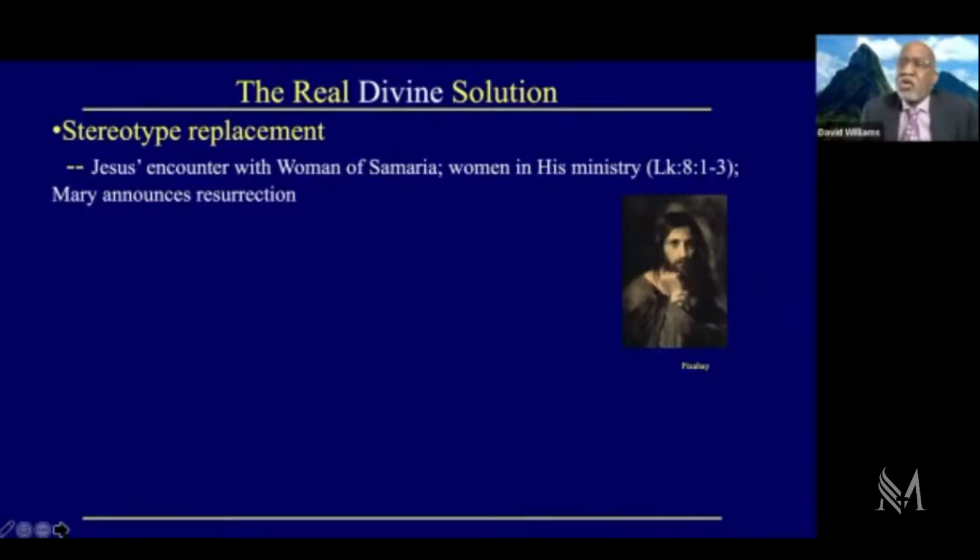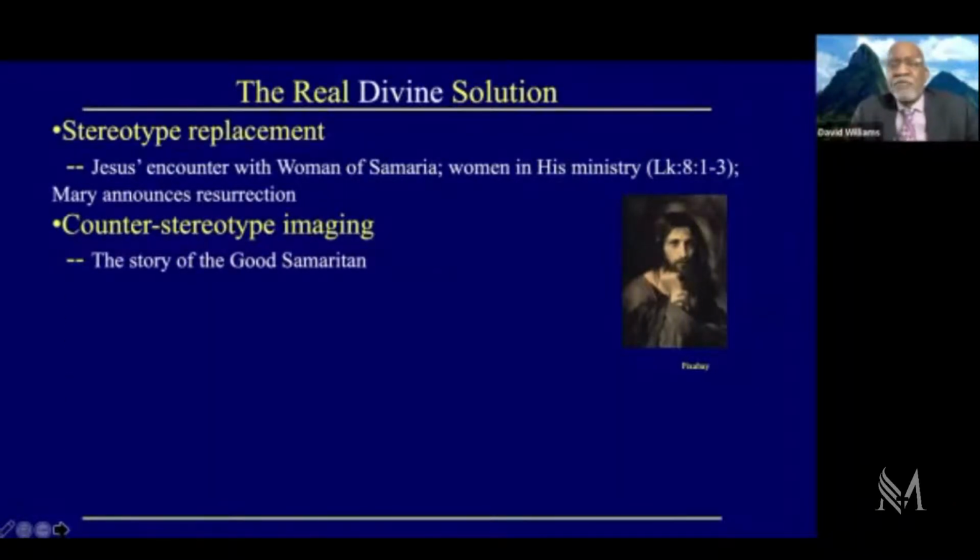That was a no-no. The rabbis thought a man was not supposed to even talk to a woman in the street, not even his own wife. But here Jesus was replacing the negative stereotype with positive images of women. And we see that with Jesus selecting women to announce the good news that he was risen from the dead. Jesus used stereotype replacement. Another strategy, counter-stereotype imaging.